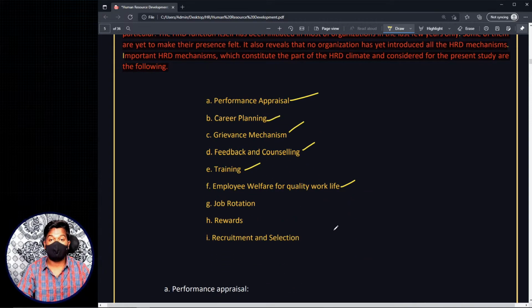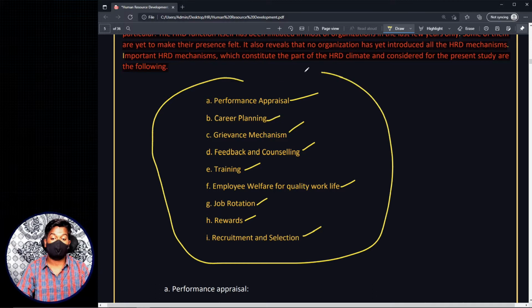That means simply employee welfare programs or employee welfare measures. We'll also be talking about job rotation, rewards, recruitment and selection. So these will be the major, most important HRD mechanisms or HRD interventions that we will be discussing today. Now, before directly entering into each of them, let me give you this particular thing.